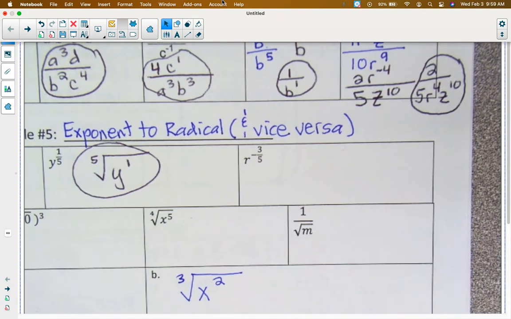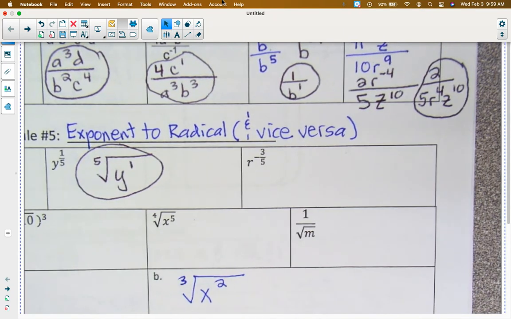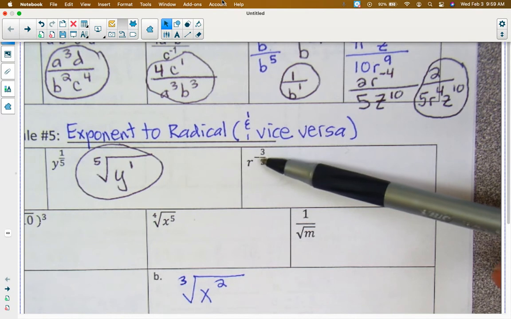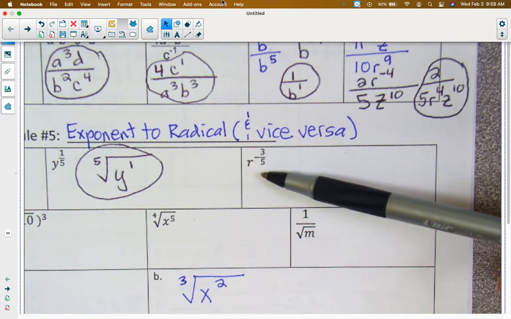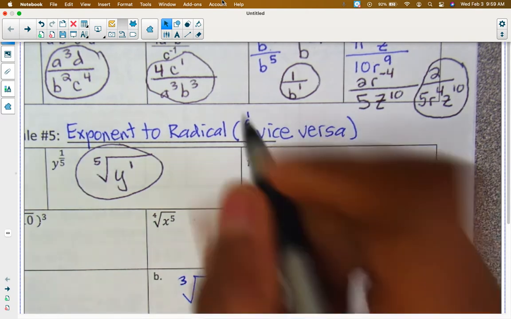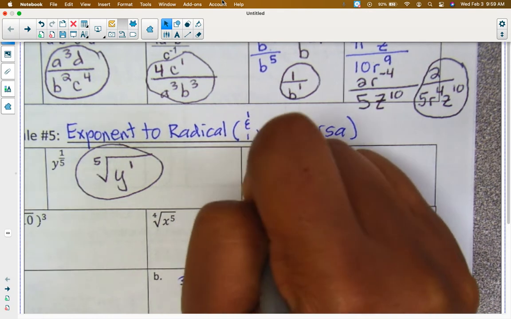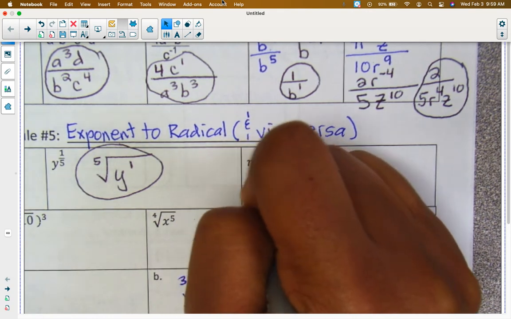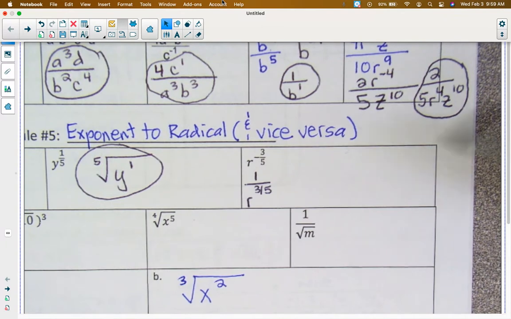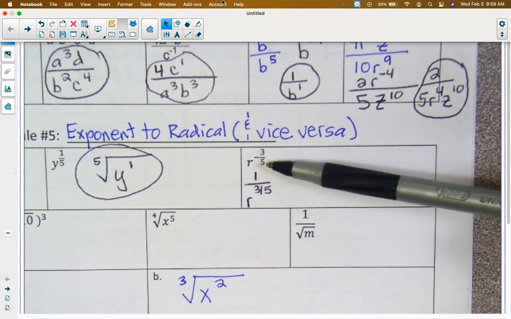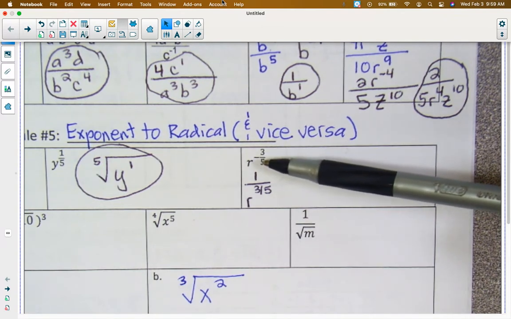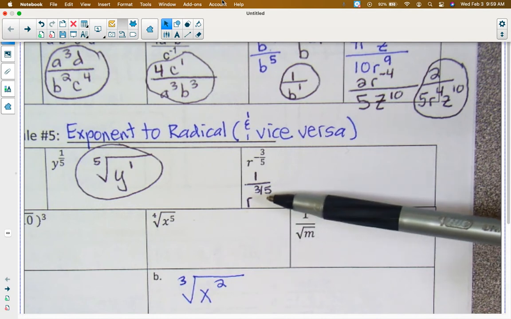Okay. Next one, I have r to the -3/5 power. The first thing I'm going to do for this problem is, it's a negative exponent, so I'm going to flip it using our negative exponent rule. This is going to look like 1 over r to the 3/5 power. We can't have a negative exponent. That's one of our rules, so I flipped it. It was in a numerator, and I flipped it to the denominator.